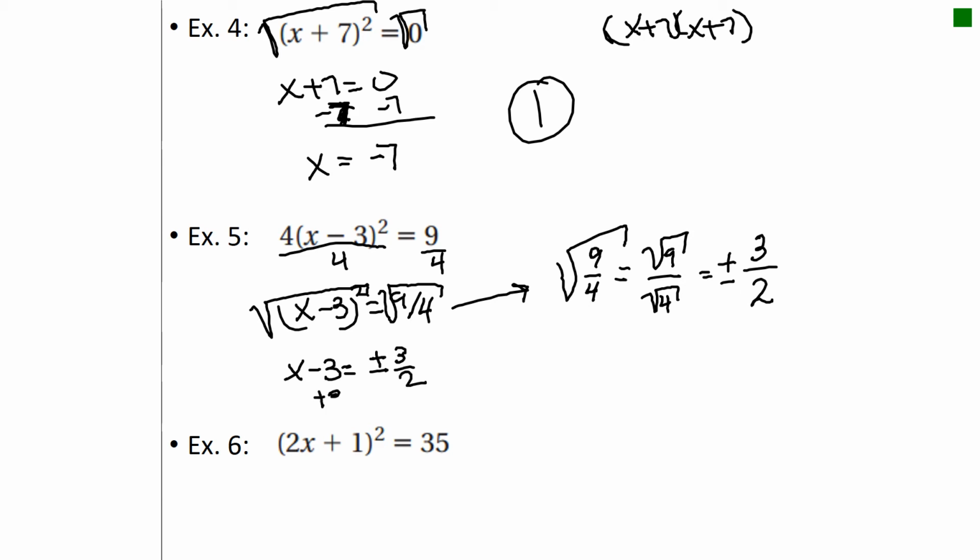Then we'll have to add 3 to both sides. We add 3 to a positive 3/2 and to a negative 3/2. So x equals negative 3/2 plus 3, and x equals positive 3/2 plus 3. So we'll simplify this.